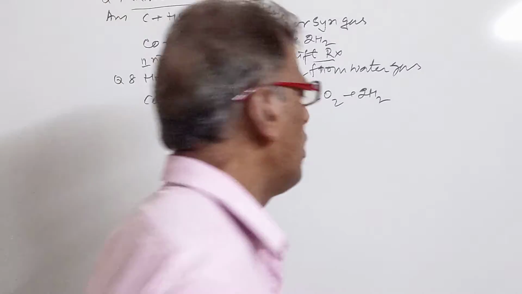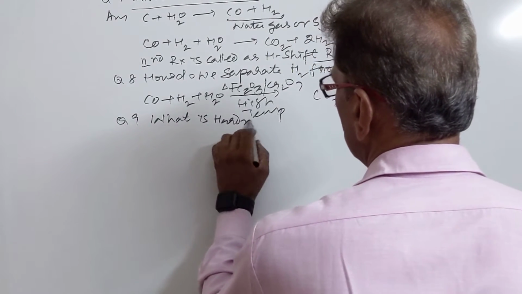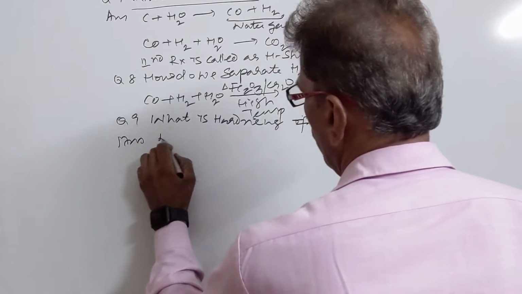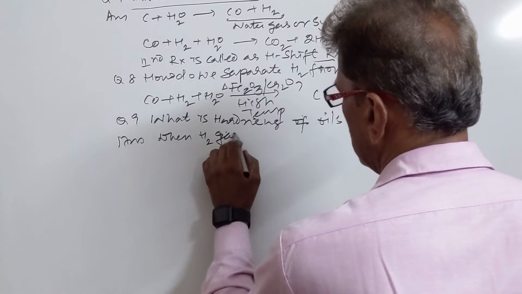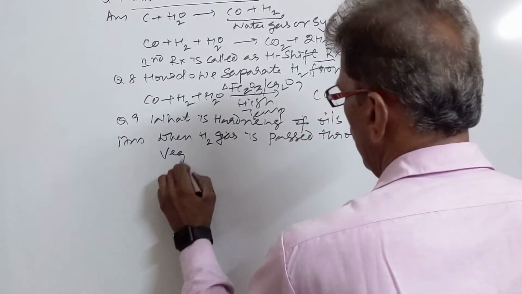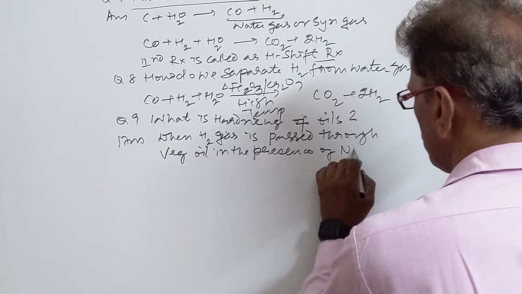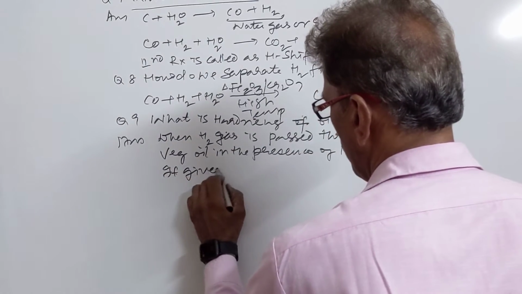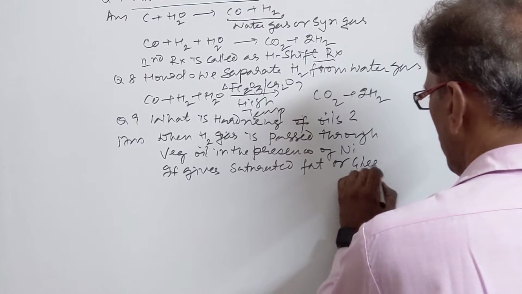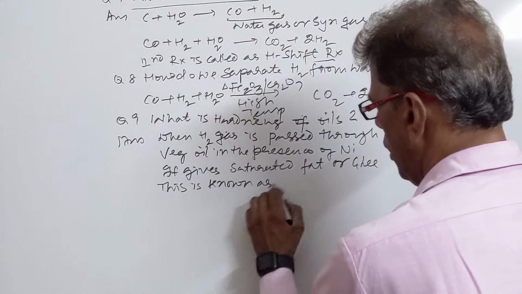Then we have, what do you mean by hardening of oils? What is hardening of oils? When hydrogen gas is passed through vegetable oils in the presence of nickel, it gives saturated fat or ghee. This is called hardening of oils.